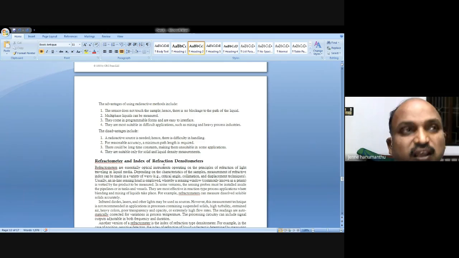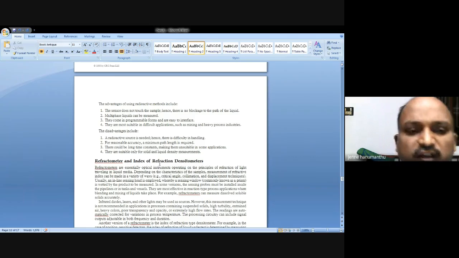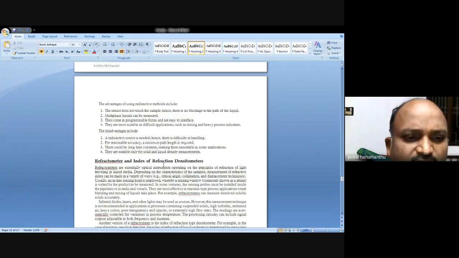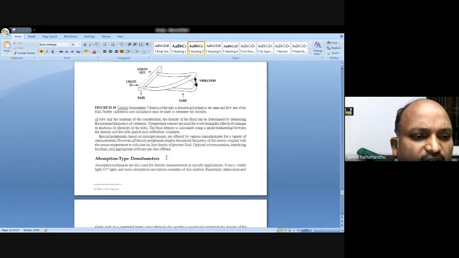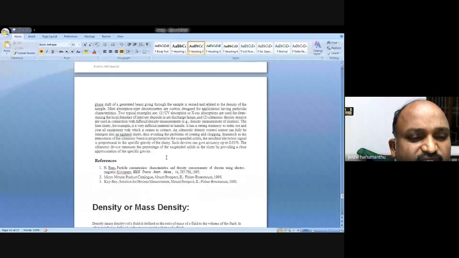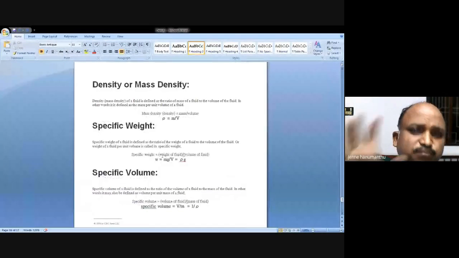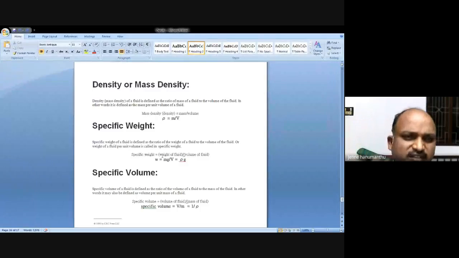For gaseous systems we have spectrophotometers and flame spectrometers. I will tell you about them in the final year subject. No need now. So these are all our density measurement methods.